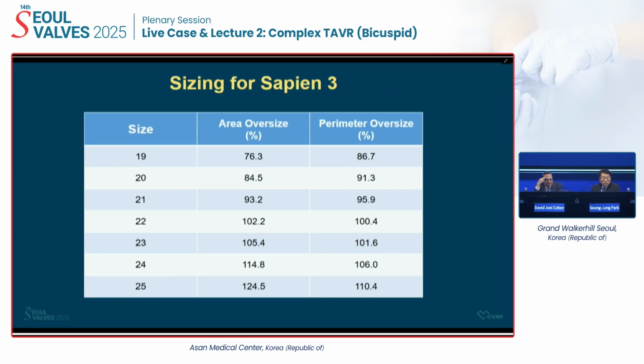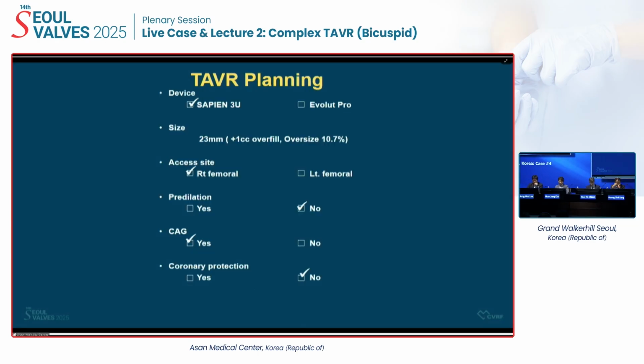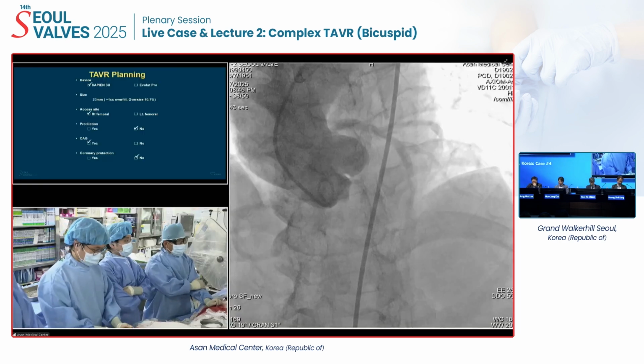So the 23 millimeter Sapien 3 Ultra provides 5% area oversizing, and the Evolut 26 millimeter valve provides 16% perimeter oversizing. So this is our TAVI planning using the 23 millimeter Sapien 3 Ultra. Okay, do you have any comment?